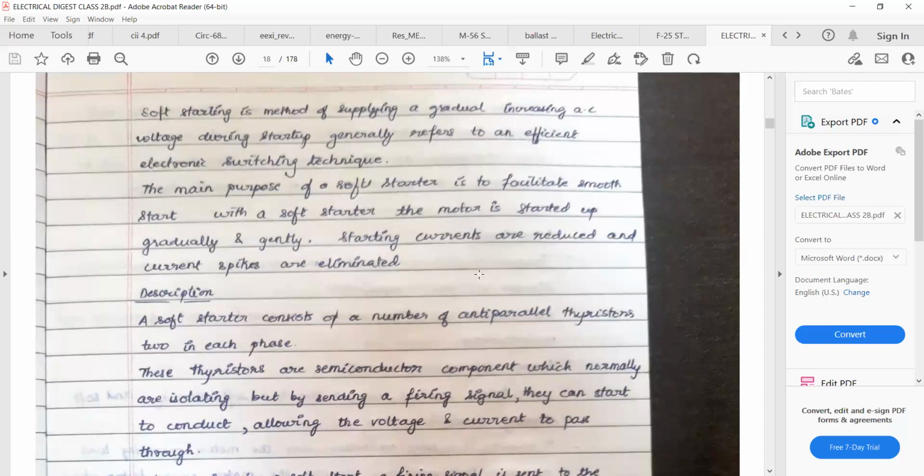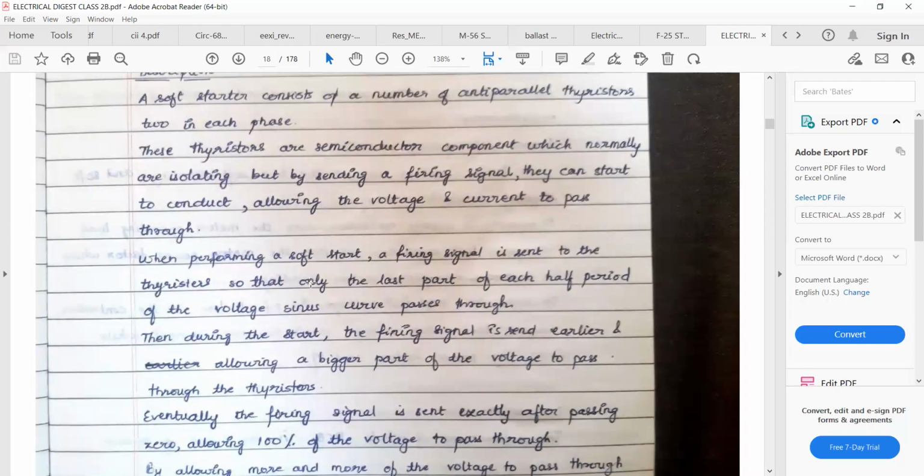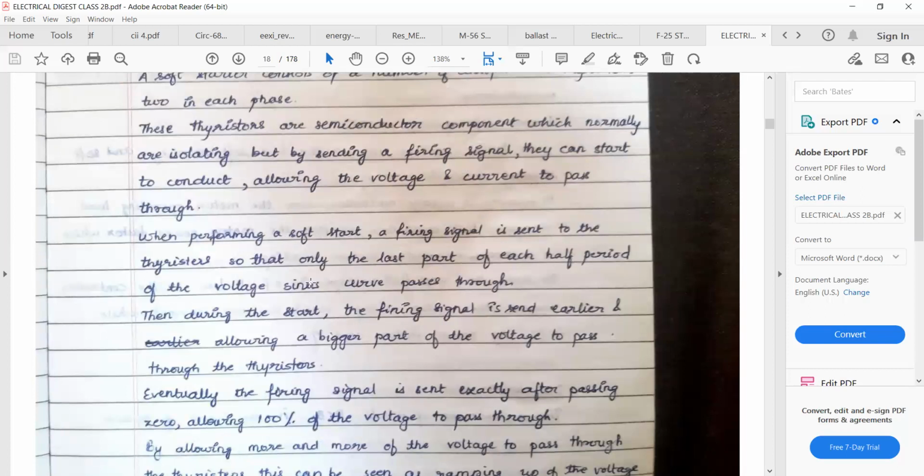This is the description for the soft starter. A soft starter consists of a number of anti-parallel thyristors, two in each phase. These thyristors are semiconductor components which normally are isolating, but by sending a firing signal, they can start to conduct, allowing the voltage and current to pass through. When performing a soft start, a firing signal is sent to the thyristor so that only the last part of each half period of the voltage sine curve passes through.